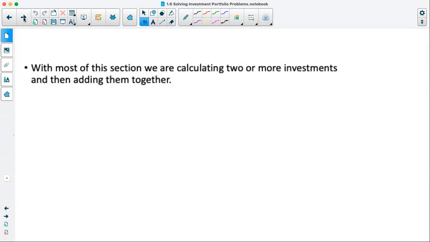Now, like I was always saying, for most of the section, we're doing two or more things with our TVM solver, and then in most cases, we are adding them together.